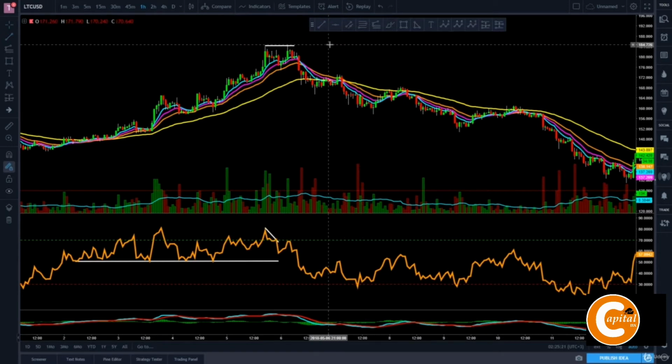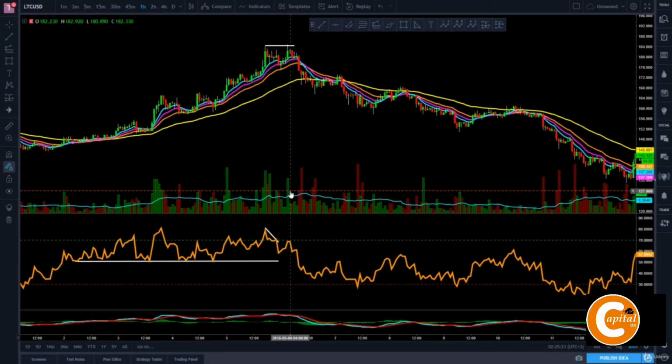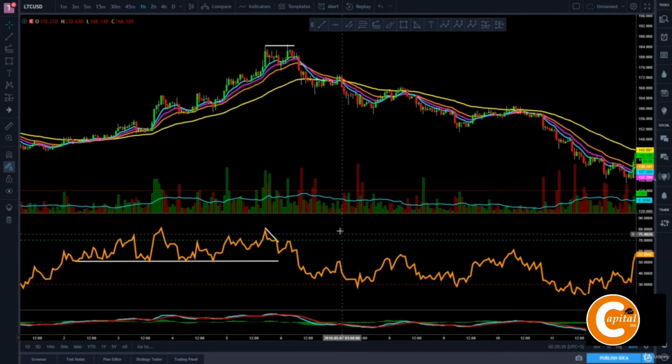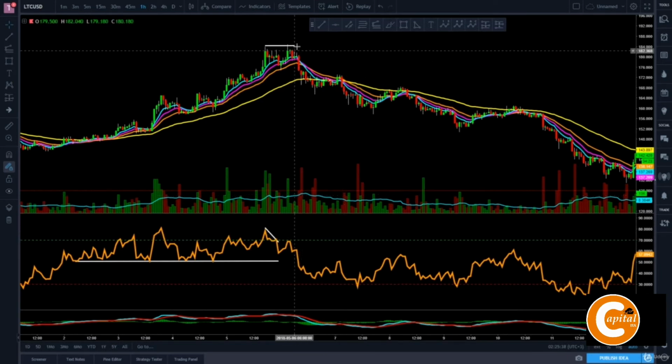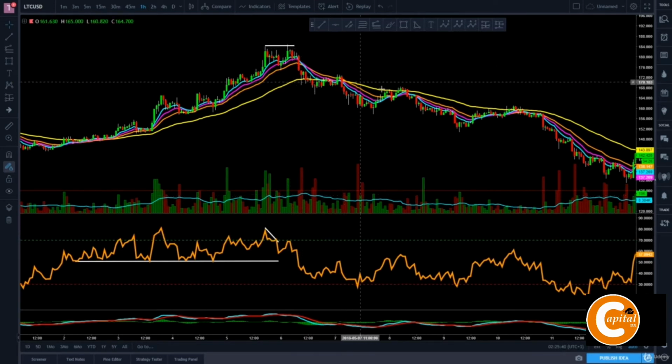And for the volume indicator, we see that the volume isn't there anymore to sustain this momentum of going upwards. And for the RSI as well, we see this big difference between these two peaks right here. And that forms a big bearish divergence, so it is time to take profit because we start to lose a lot of strength in the market.